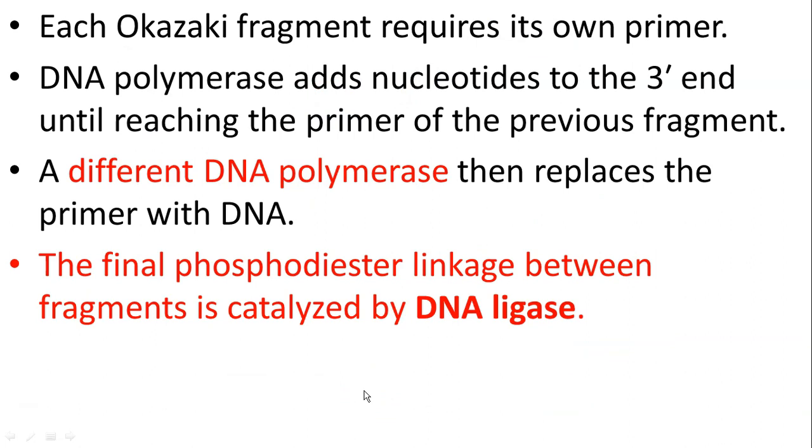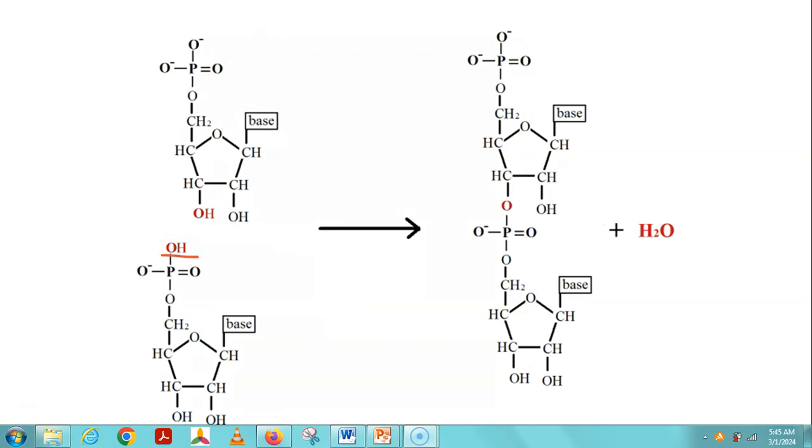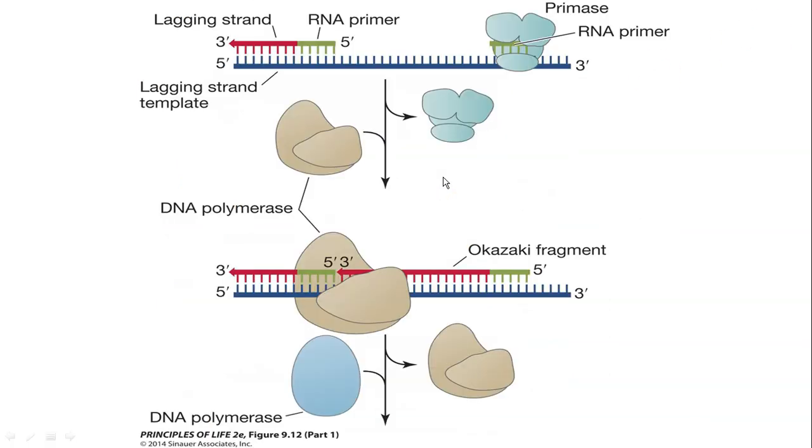A different polymerase then replaces the primer with DNA. That's DNA polymerase 1. Again, pretty sure you don't have to know that. And then ligase does this. It takes this water right here and removes it. Condensation reaction. And that's how they smooth out the strands, okay?